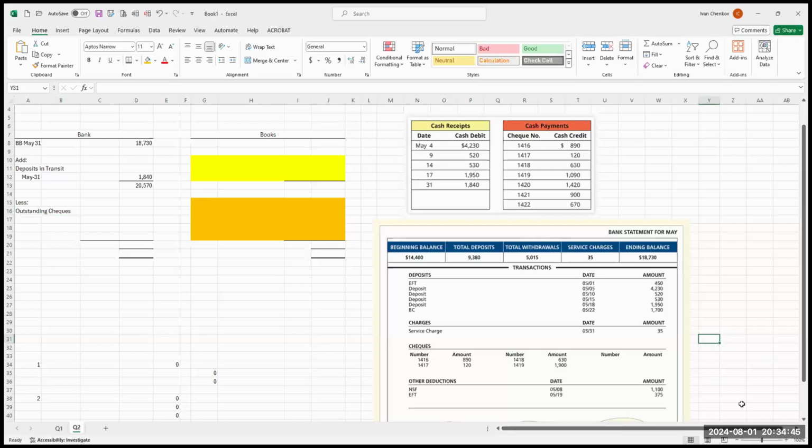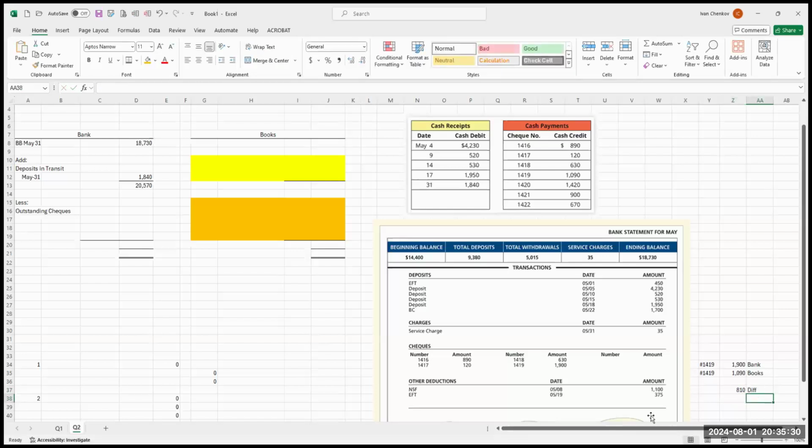Again, we're going to put a note here, and we're going to see that check number 1419 for $1,900. There's a problem with that check. That's sitting in the bank. In our books, we have a different amount for this check, $1,090. That's in our books. Books should look like this. So our difference here is exactly $810.